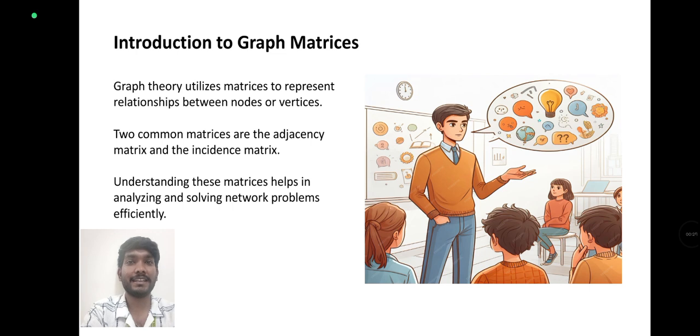Introduction to graph matrices. Graph theory utilizes matrices to represent relationships between nodes or vertices. Two common matrices are the adjacency matrix and the incidence matrix. Understanding these matrices helps in analyzing and solving network problems efficiently.